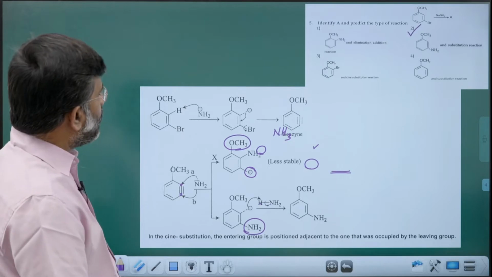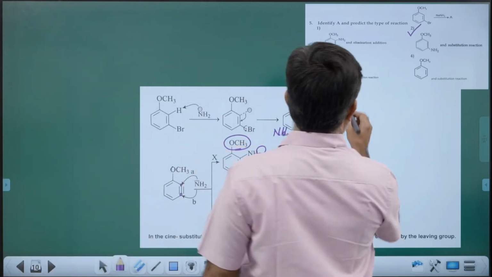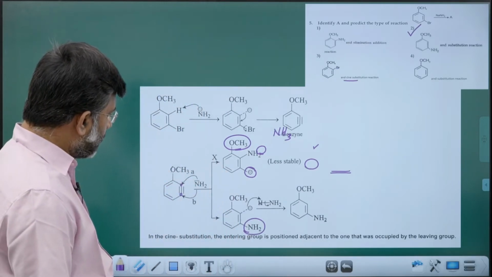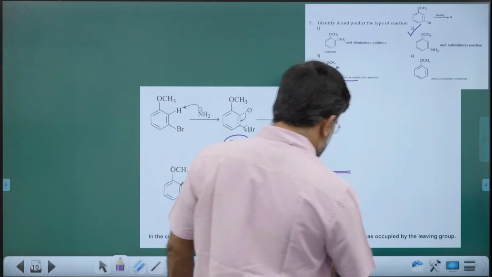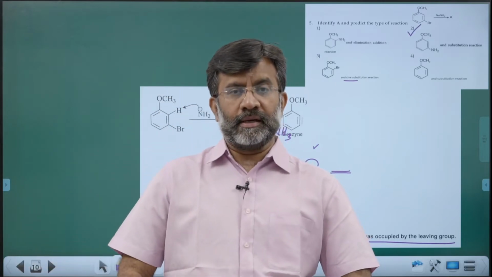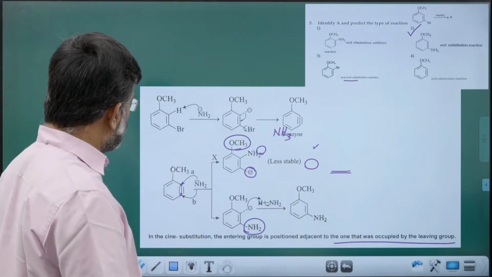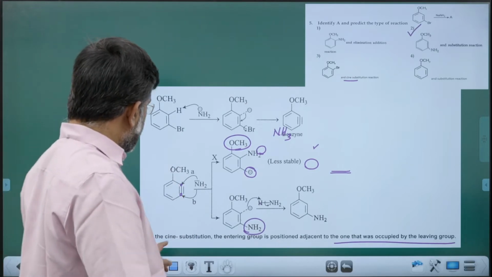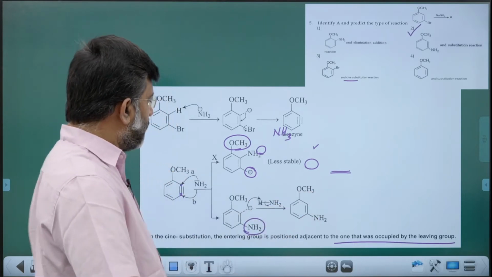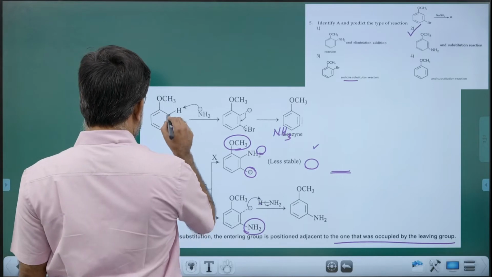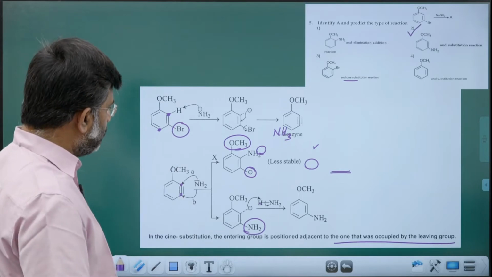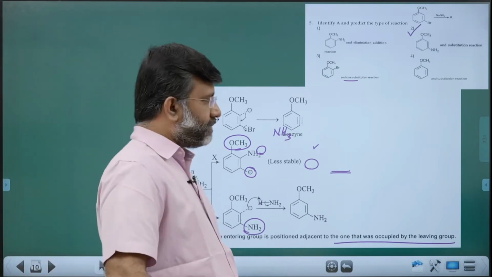Next. And there is one more term. In one of the choices, there is cine substitution. What is cine substitution? The entering group is positioned adjacent to the one that is occupied by the leaving group. So this is the leaving group, and this is called the cine position. And it is never ipso substitution. Right? Next one.